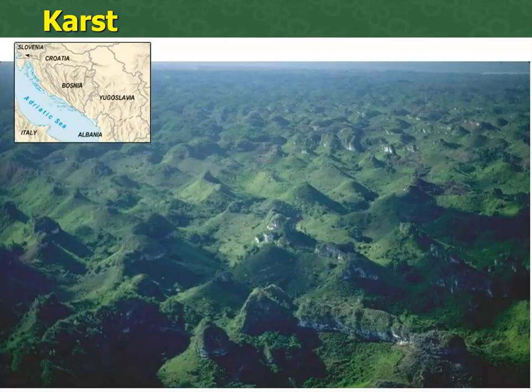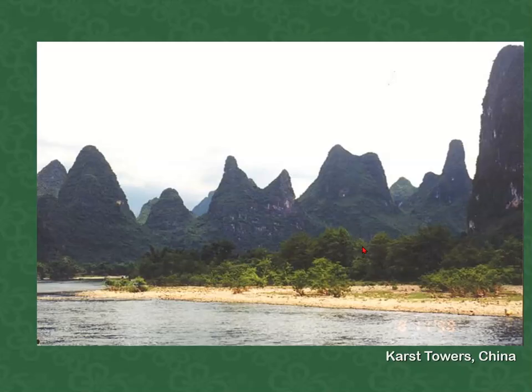Karst actually gets its name from a region in Slovenia called Karst, and so this is Karst, Slovenia, and karst topography is named after Karst, Slovenia. There's other types of karst. You've got karst towers in China, but again, this is just simply creating a solution landscape of the limestone being dissolved away by the water.